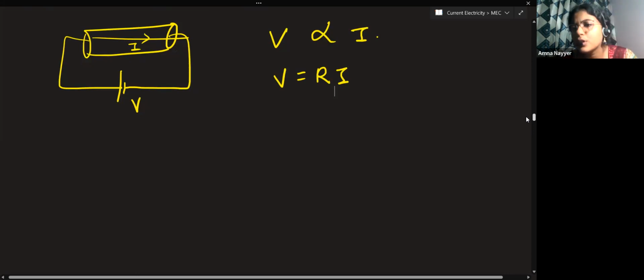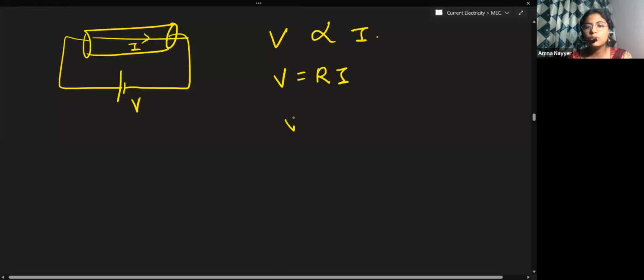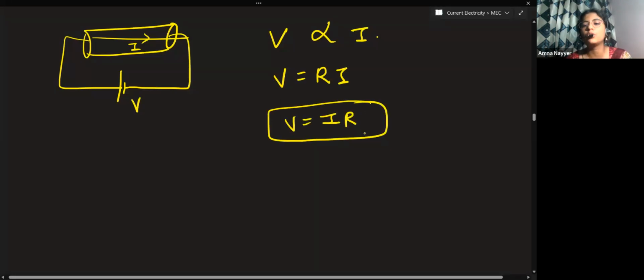Resistance is basically opposition to the flow of charges. Resistance basically means opposition only. So resistance, resistivity, we'll do completely in the next class. But right now, whatever the constant is, you should know that this constant is resistance. So the formula becomes V is equal to IR. This is your Ohm's law, where R is your resistance, I is your current, and V is the potential difference.